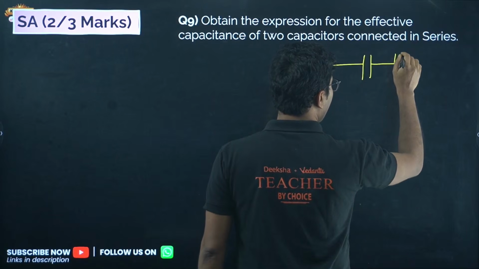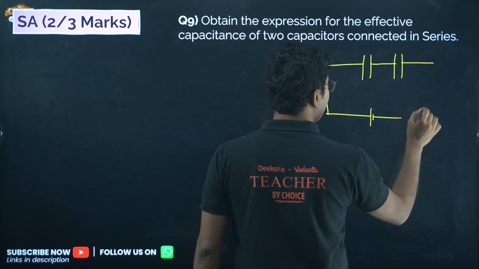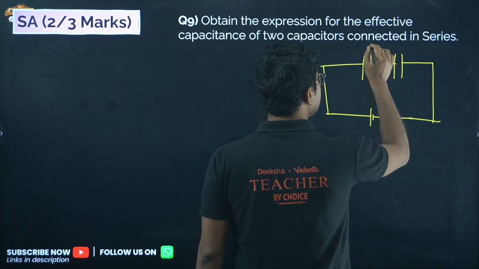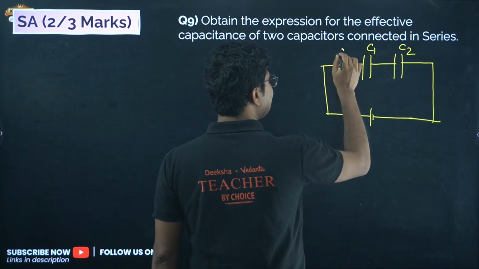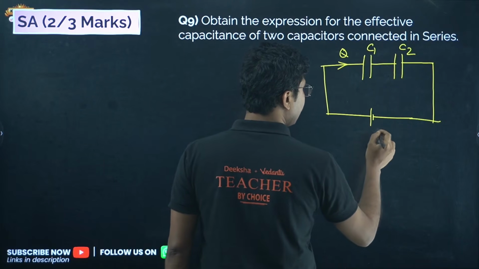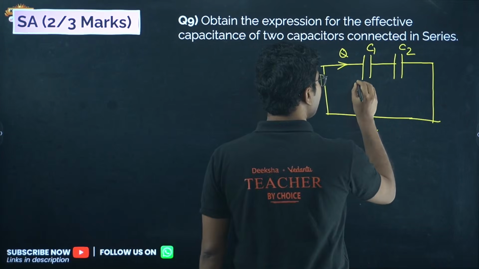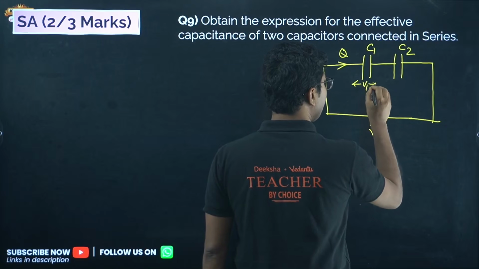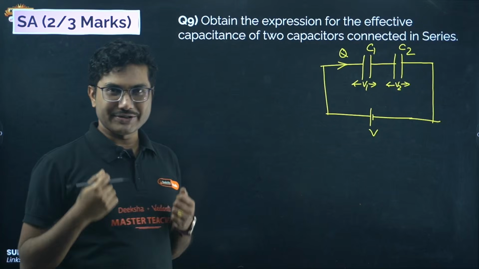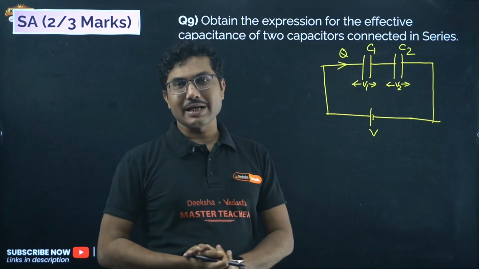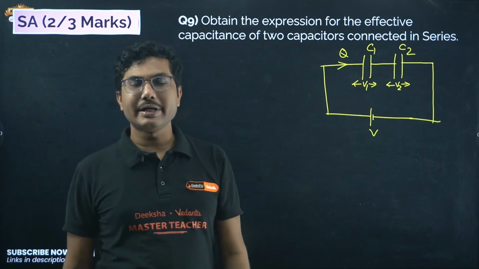Parallel one, series one, both will be a 3 marker question, not more than 3 marker. Okay, so here we have 2 capacitors, C1 and C2. They are connected in series. Now remember, in series the total charge passing in the circuit should be the same, whereas voltage will be different for different capacitors. Suppose the voltage across this capacitor is V1 and voltage across this capacitor is V2. So if you take a multimeter or a measuring device, put it across this capacitor, you will get the measurement V1, and if you do the same for C2, you will get the measurement V2.